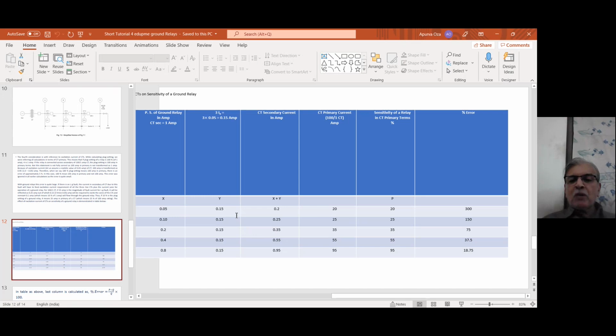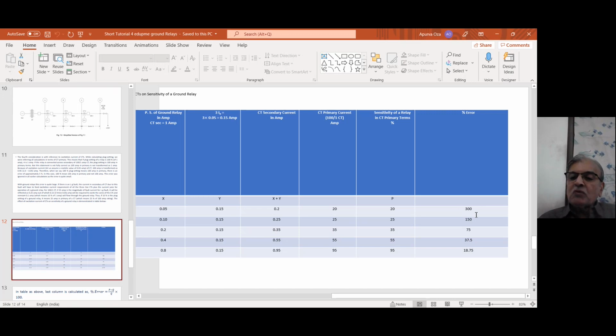So 0.05 plus 0.15 becomes 0.2. I need 0.2 ampere, and 0.2 is 20 ampere for primary if a 100/1 CT is used, and 20 ampere is 20%. And if I calculate the error, what is the error? My sensitivity, I talked of 5%, but it is really 20%. So (20 minus 5) upon 5 into 100. 20 minus 5 is 15, 15 upon 5 into 100 means 300.